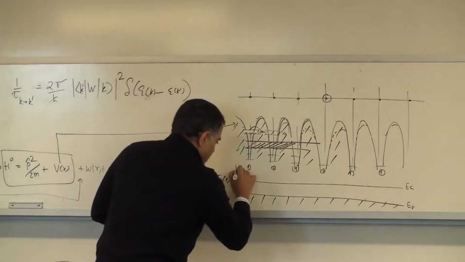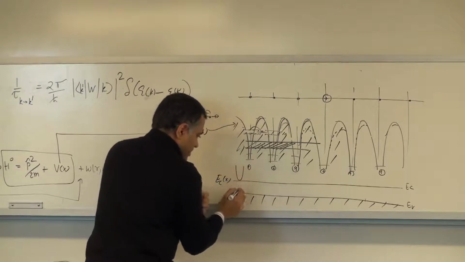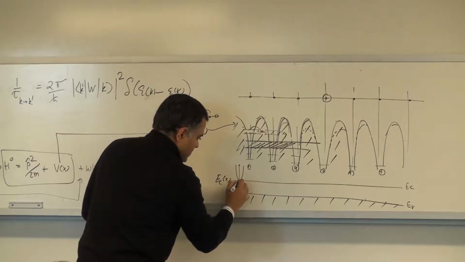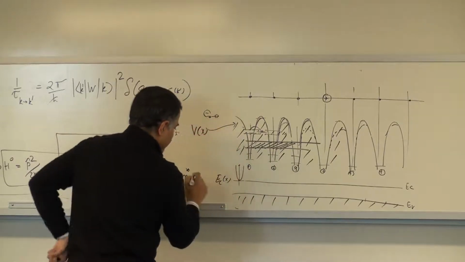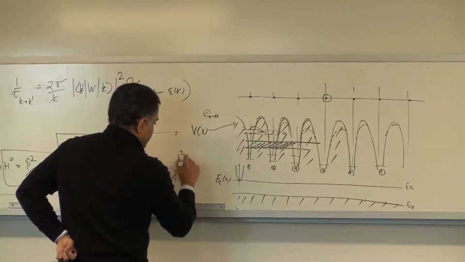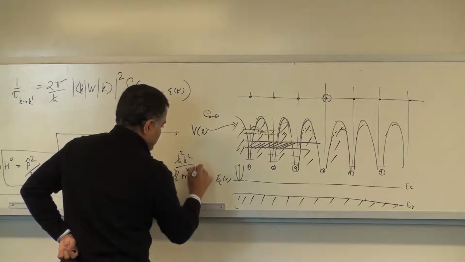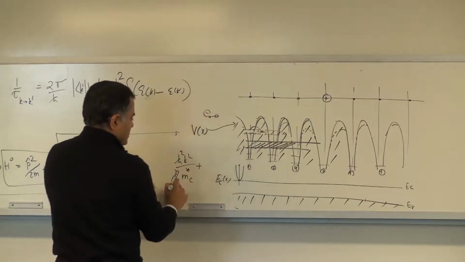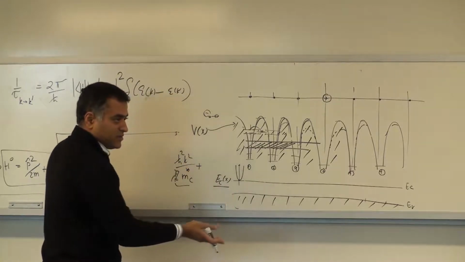So now I'm free to look at it as a very simple, almost classical problem, not necessarily fully classical, but with an E-k diagram that is h-bar squared k squared over twice the effective mass, plus this conduction band. This is kinetic energy, and this is potential energy now, right?